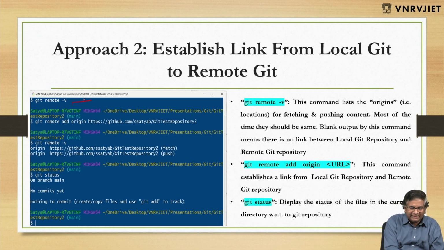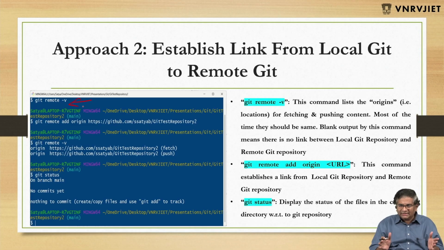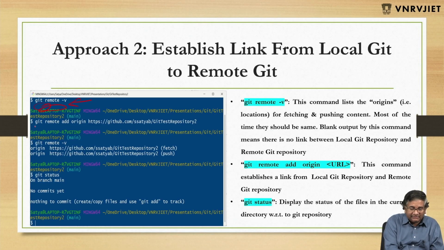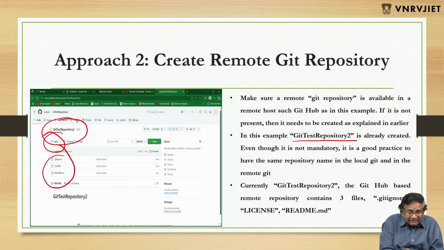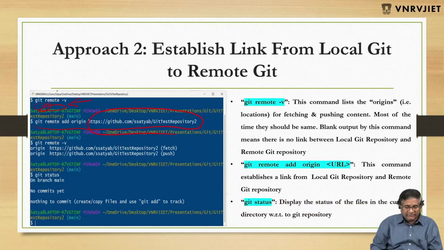Initially I give git remote -v. Now the connection is not established, right? So that's why it is blank. There's nothing we got out of this command. Now I said git remote add origin and the repository name. This is the name of the repository, so I have given the repository name.